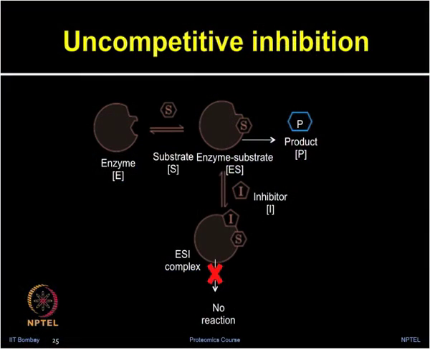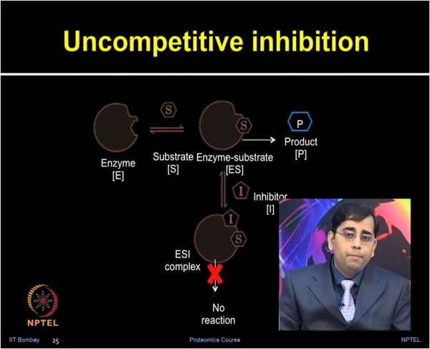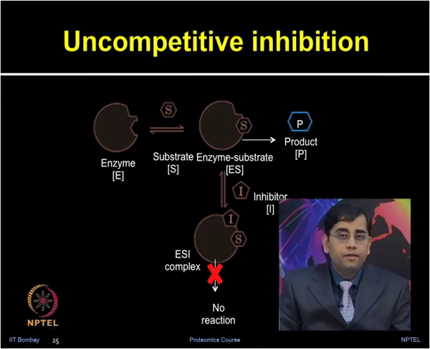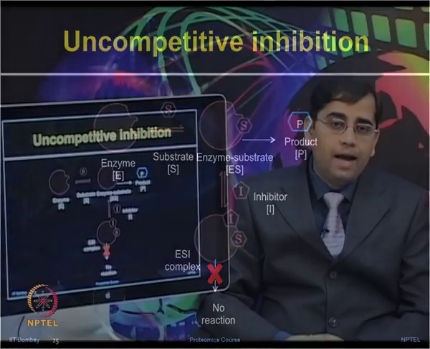Uncompetitive inhibition. Inhibitor and substrate bind at different sites. Enzyme substrate inhibitor complex is formed. So, by increasing the substrate concentration, inhibition cannot be overcome, which was the case in the previous one, competitive inhibition. The reaction rate increases more slowly at lower substrate concentration as compared to the competitive.